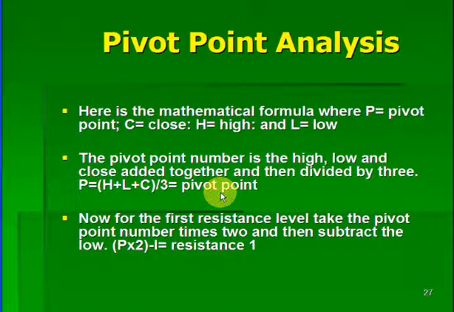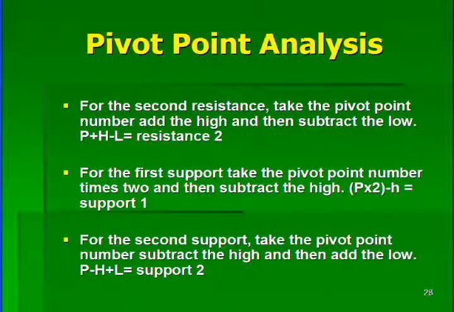Now, that pivot point is very important to help determine our resistance and support calculations. There are, in essence, 2 resistance numbers in pivot points and 2 support numbers. Now, to figure out R1, as it's known, or the first resistance point, we take the pivot point times 2, take that value, subtract the low of the session, and then we get R1. For the second resistance, take the pivot point number, add the high, and then subtract the low. That would look like this. Pivot plus high, subtract low, equals our R2, our resistance number 2.